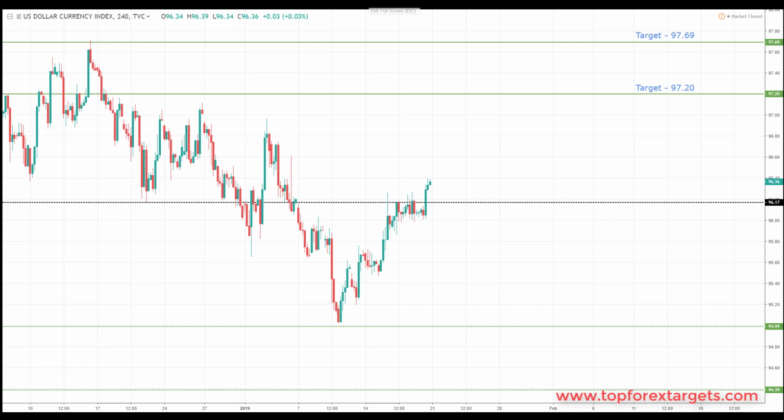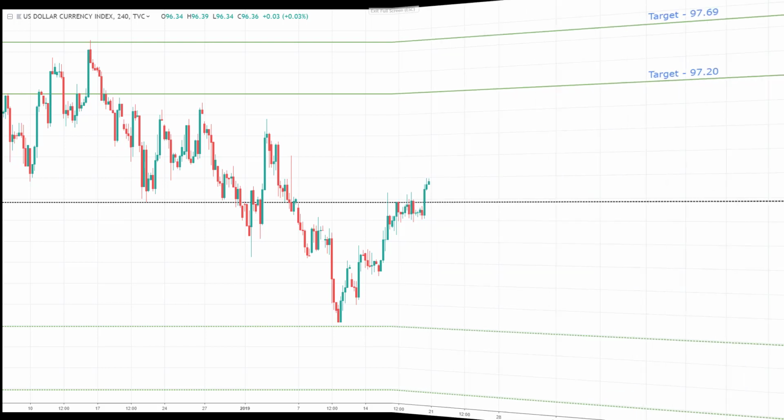As always, we're going to start off by looking at the US dollar index, and we're going to run through a number of markets, looking at the key levels of support and resistance in the process. And we're also going to be highlighting some of the targets that we're going to be looking for in the coming week and also for the weeks ahead. So let's jump over to the charts and see where the money is this week.